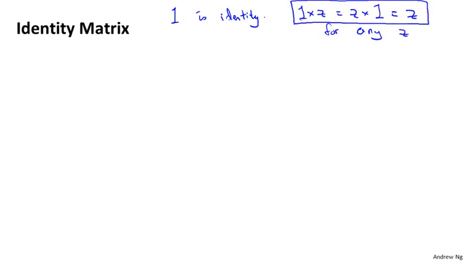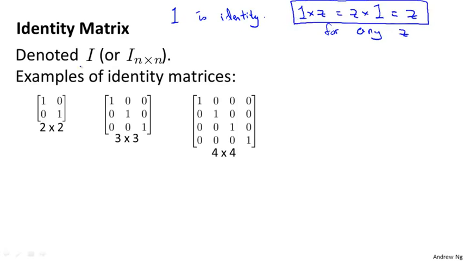So 1 is the identity operation and satisfies this equation. It turns out that in the space of matrices, there's an identity matrix as well, usually denoted I, or sometimes we write it as I of n by n if we want to make explicit the dimension. So I subscript n by n is the n by n identity matrix. There's a different identity matrix for each dimension n, and here are a few examples. Here's the 2 by 2 identity matrix. Here's the 3 by 3 identity matrix. Here's the 4 by 4 identity matrix.